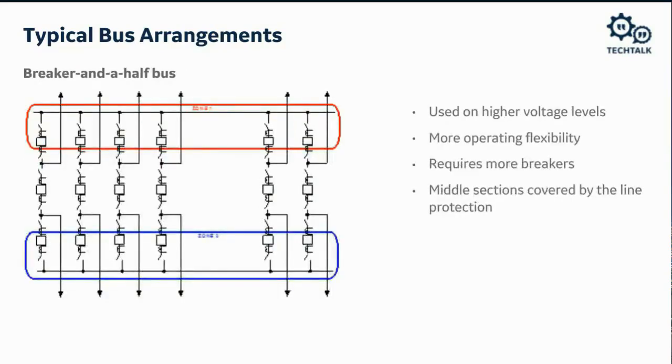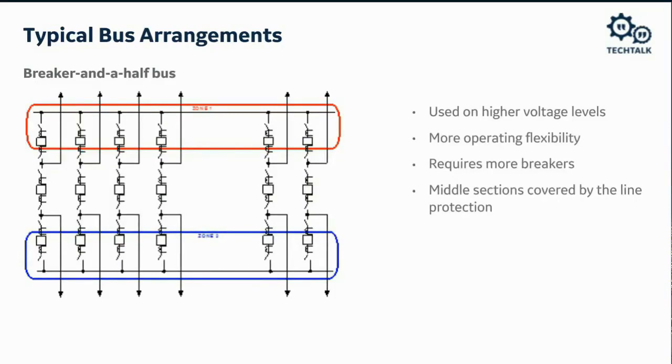The breaker and a half bus. This is one of the most reliable designs that we have in terms of bus topology, used at higher voltage levels. It offers probably the maximum operating flexibility of some of the schemes we've seen. However, the drawback is it requires more breakers. More breakers requires more real estate, so this is a costly bus arrangement in terms of implementation.